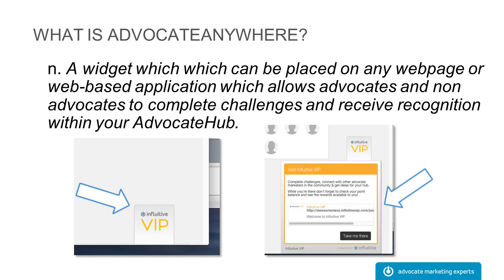Okay, so let's start with the basics. What exactly is AdvocateAnywhere? It really is just a widget which can be placed on any web page or any web-based application, which allows advocates and non-advocates alike to complete challenges and receive recognition within your hub. So these challenges are completed outside of the hub, but they'll be recognized within your hub. And when we go through the demo later, I'll show you how exactly that works.